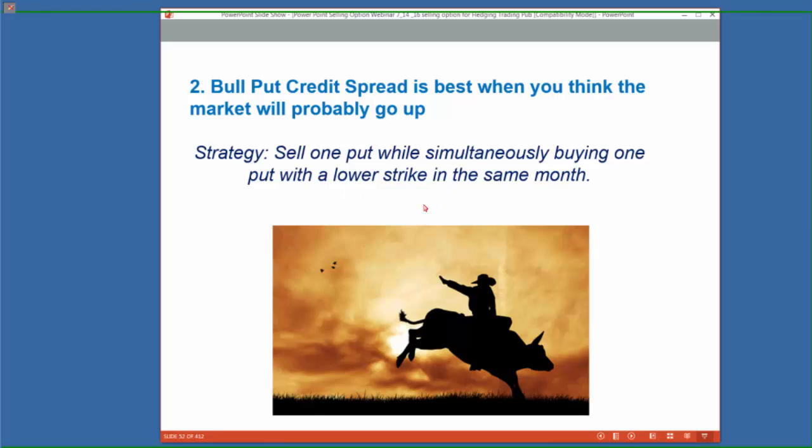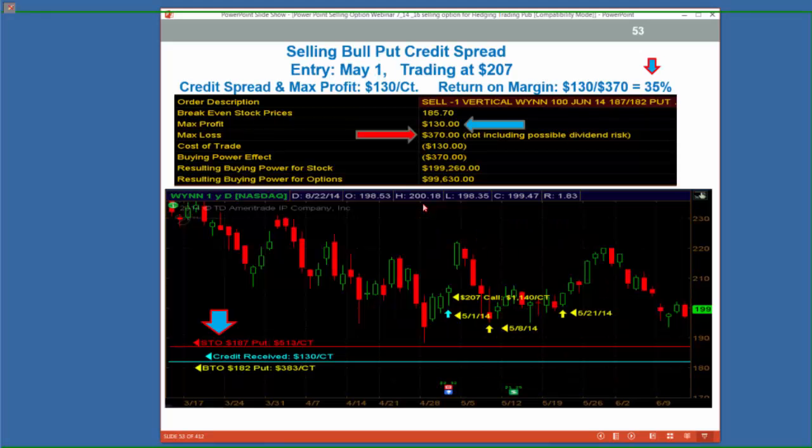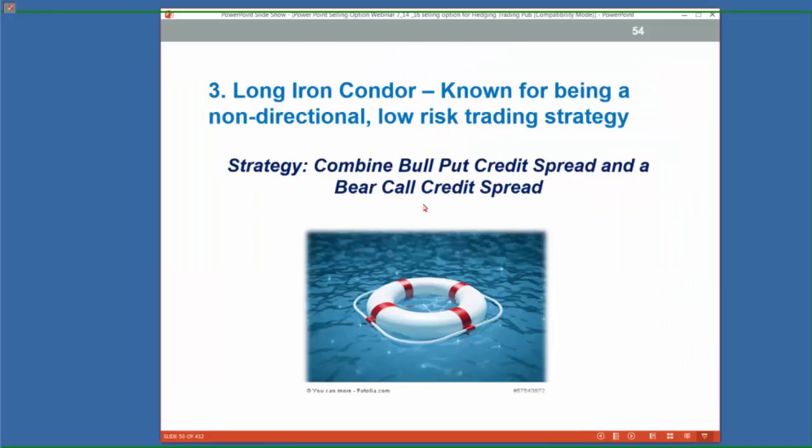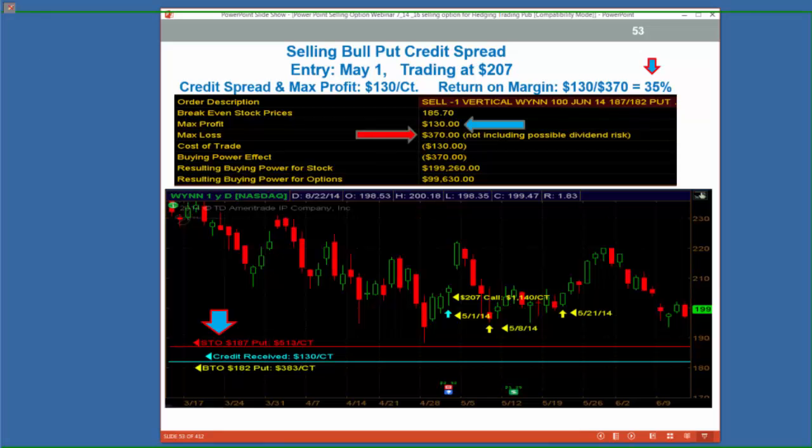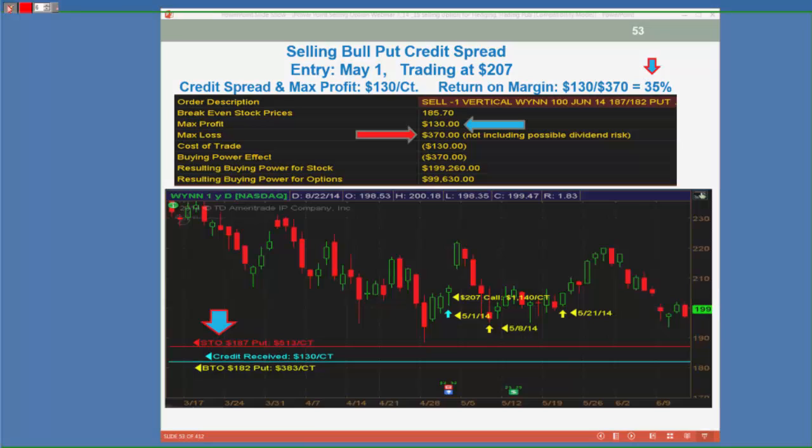So you can see in this example, it's trading right here. This is when it's trading at $207. Now you're bullish, so you could either just buy calls, you could buy stock thinking it's going to go up, or you could do a bull put credit spread. In this situation, you were selling way down here, the 187 put, buying the 182 put below it. So it's a $5 wide spread as well, way down here. So you can see it's below that prior low, and it's below where it was trading at the time. So a lot of room down here.